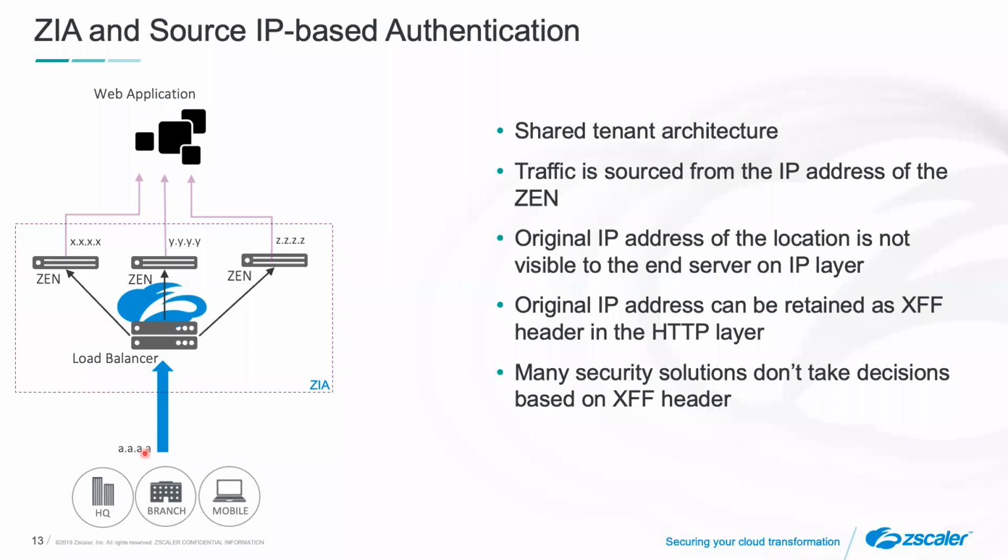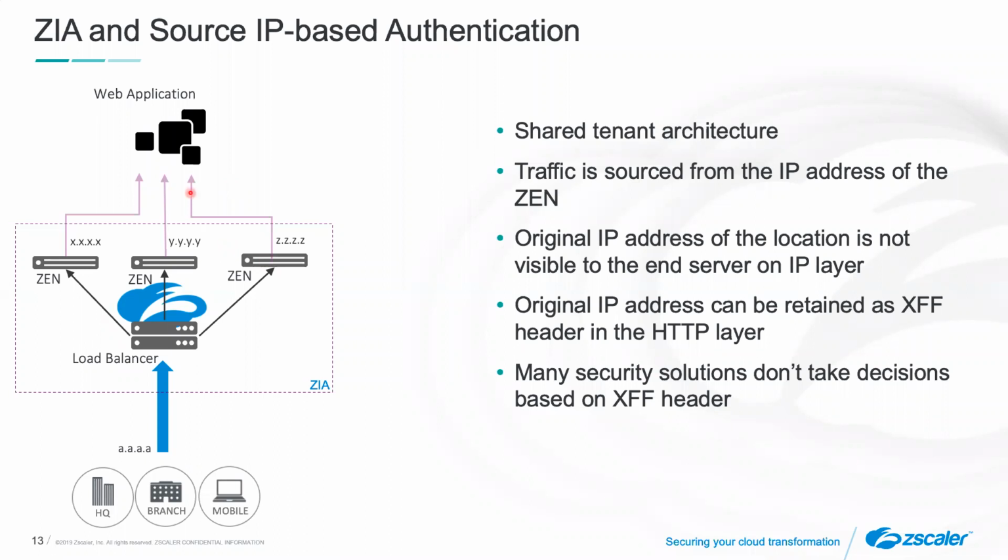Now, when you reach out to the internet, your traffic goes through Zscaler. So it would reach the load balancer, and from the load balancer, it would end up on one of our ZENs. And the ZEN would do its magic. So it would do full inline security stuff. And then what it finally does is it forwards the traffic to the web application that's located in the cloud or anywhere in the internet.